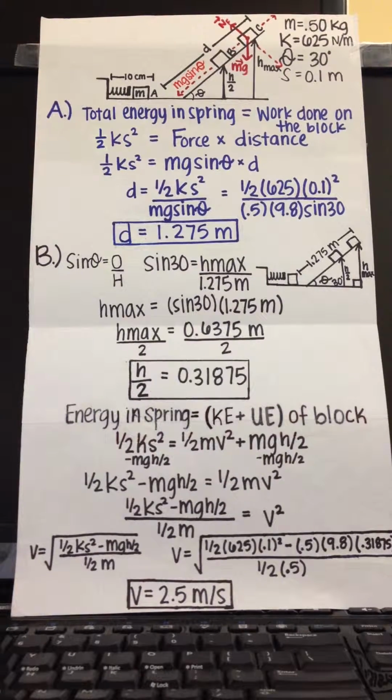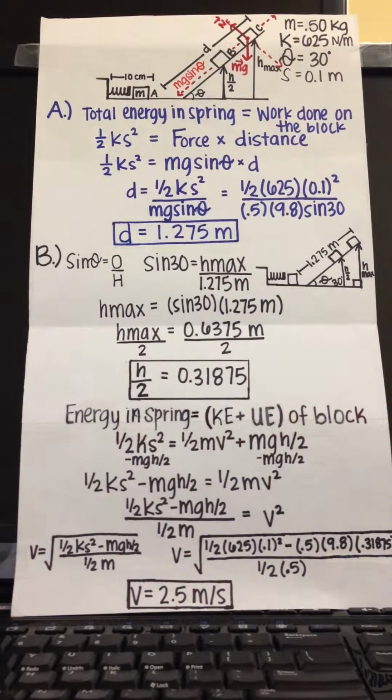So the first thing that the question asks you is to find the maximum distance the block travels up the frictionless incline if theta equals 30. To find that, I know that the energy stored in the spring is converted to the work done on the block when it travels up the inclined plane.